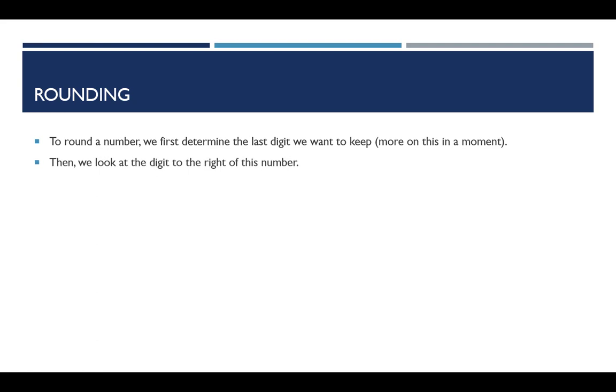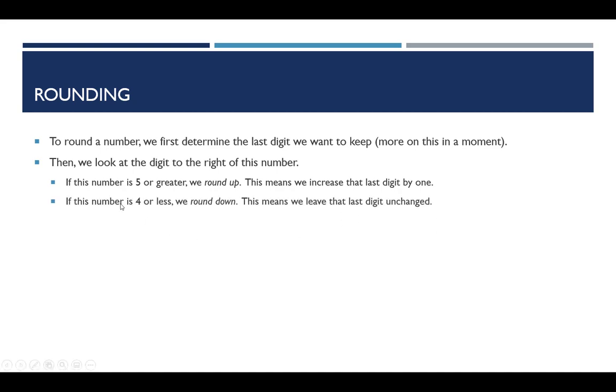Once you've determined the last digit you want to keep, look one digit to the right. That would be the first digit you don't want to keep. If that number is 5 or greater, so 5, 6, 7, 8, 9, you round up. And that means that you increase that last digit by 1. From there, you're going to drop the remaining digits. And if the number is 4 or less, so 0, 1, 2, 3, 4, you round down, which simply means that you leave that last digit unchanged.